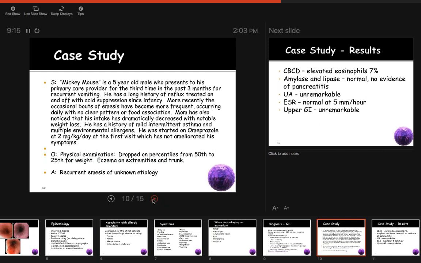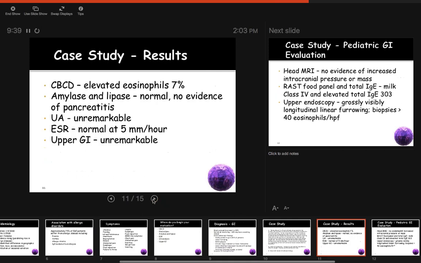He has a history of mild intermittent asthma and multiple aeroallergens, and he was started on omeprazole at the first visit, which is not taking care of his symptoms. The only physical findings we really see are a little bit of atopic dermatitis and a drop in his percentile in weight. Initial diagnosis: recurrent emesis of unknown etiology.